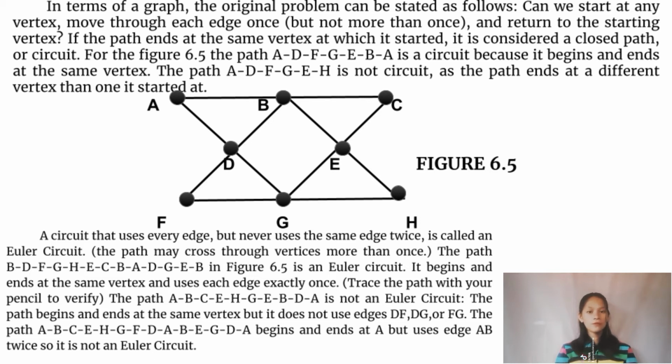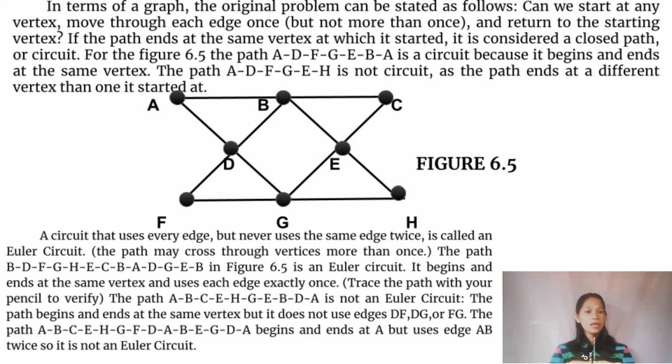For figure 6.5, the path ABFGE is a circuit because it begins and ends at the same vertex. The path ADFGEH is not a circuit, as the path ends at a different vertex than the one it started at. A circuit that uses every edge but never uses the same edge twice is called an Euler circuit. The path may cross through vertices more than once.